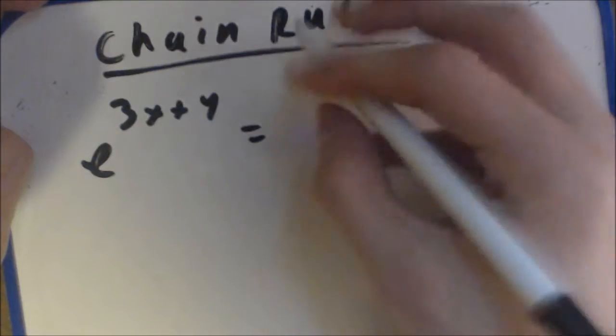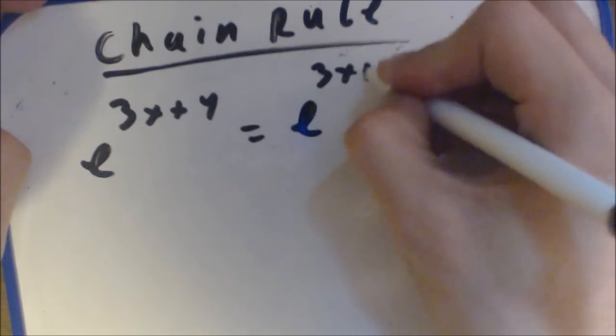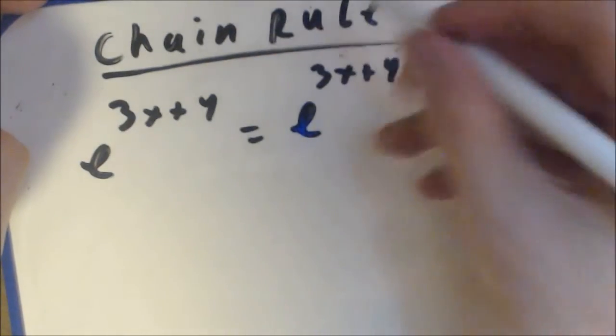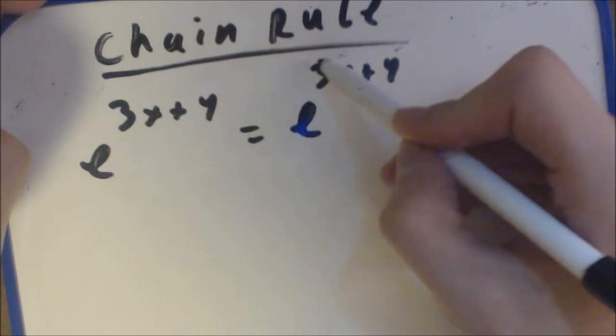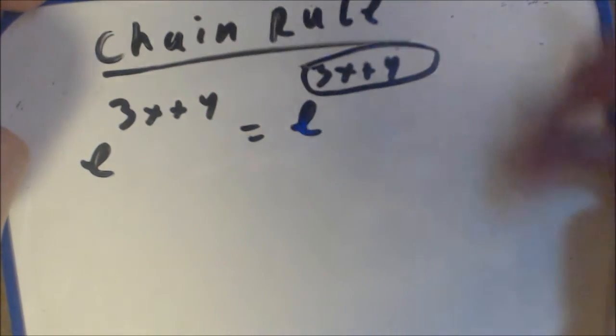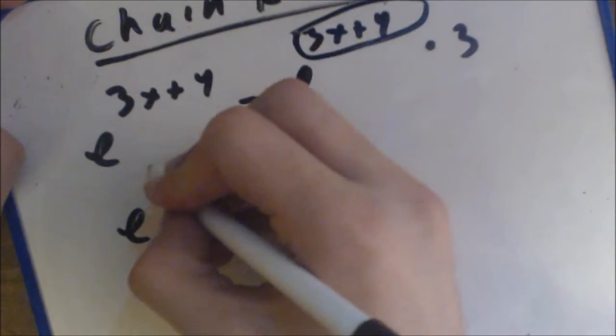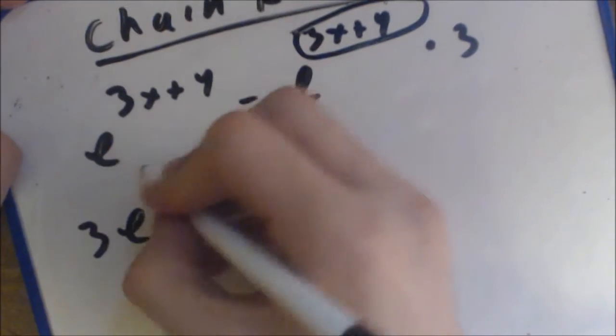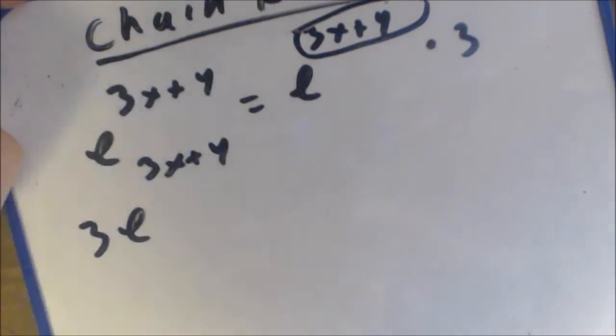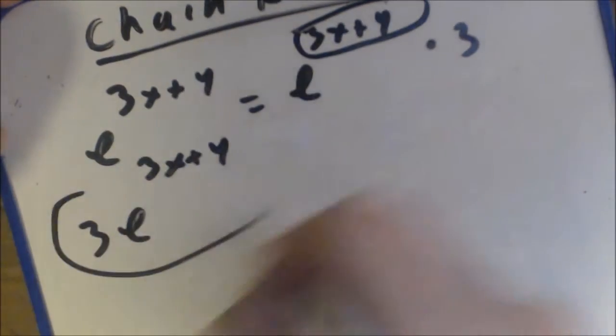So it's technically equal to e to the 3x plus 4, this entire thing, times the derivative of what's up here. So that's times 3. So we're left with 3e to the 3x plus 4. And it really is that simple. This is the derivative. It's like one line I just did.